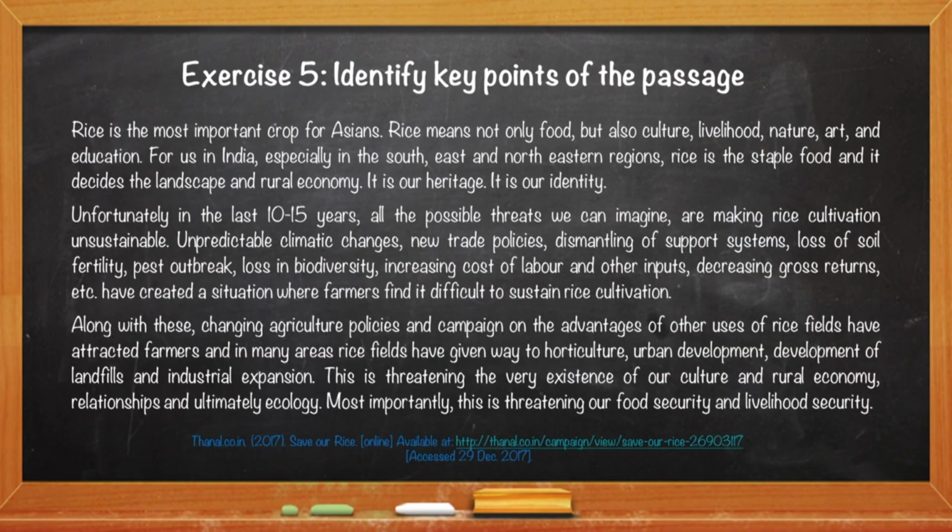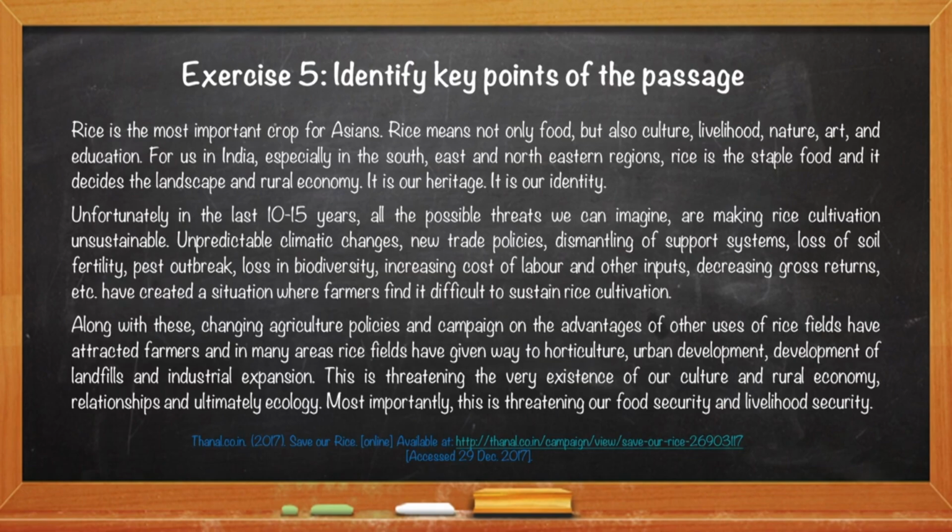Let us move on to exercise 5 and identify key points of the passage. Rice is the most important crop for Asians. Rice means not only food but also culture, livelihood, nature, art and education. For us in India, especially in the south, east and northeastern regions, rice is the staple food and decides the landscape and rural economy. It is our heritage, it is our identity.